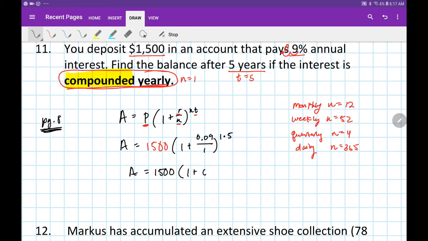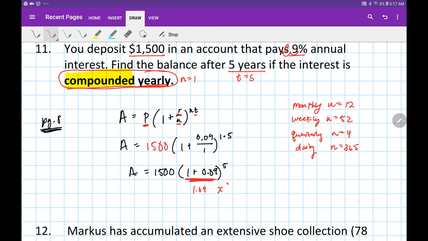0.09 divided by 1 is just 0.09, and 1 times 5 is 5. So let's plug this in. If you have an Android, you just plug it in from left to right as you see it. If you have an iPhone, you'll want to do it in this order. iPhone people, you'll start with the inside: 1 plus 0.09. So then you should get 1.09.